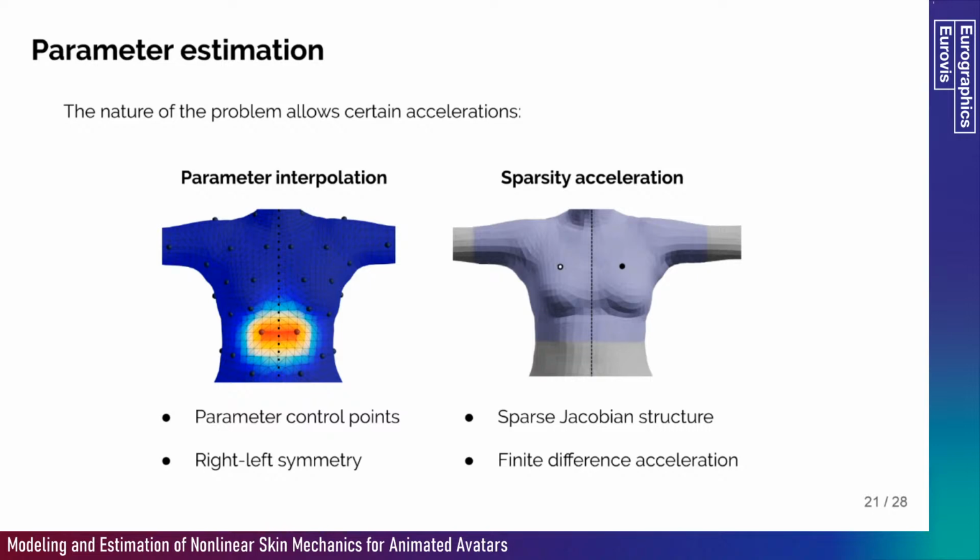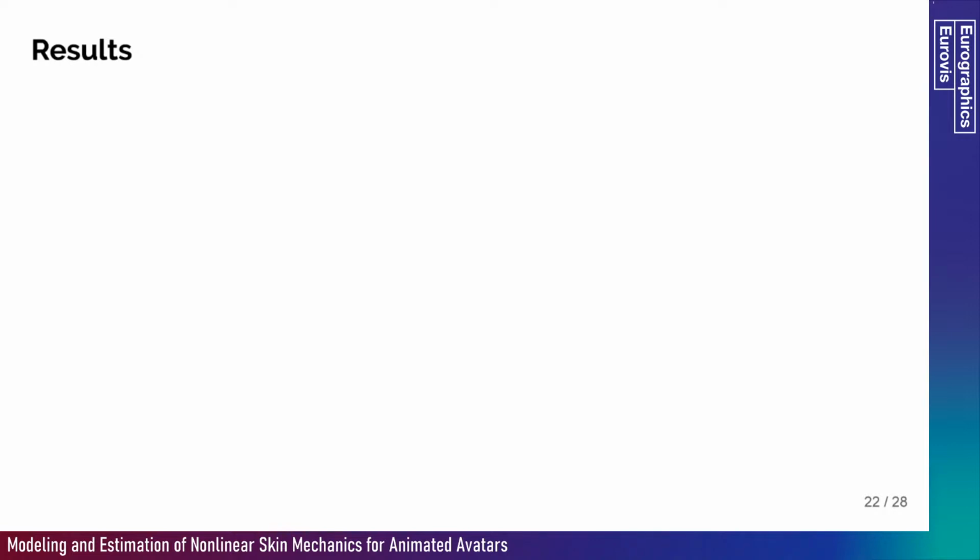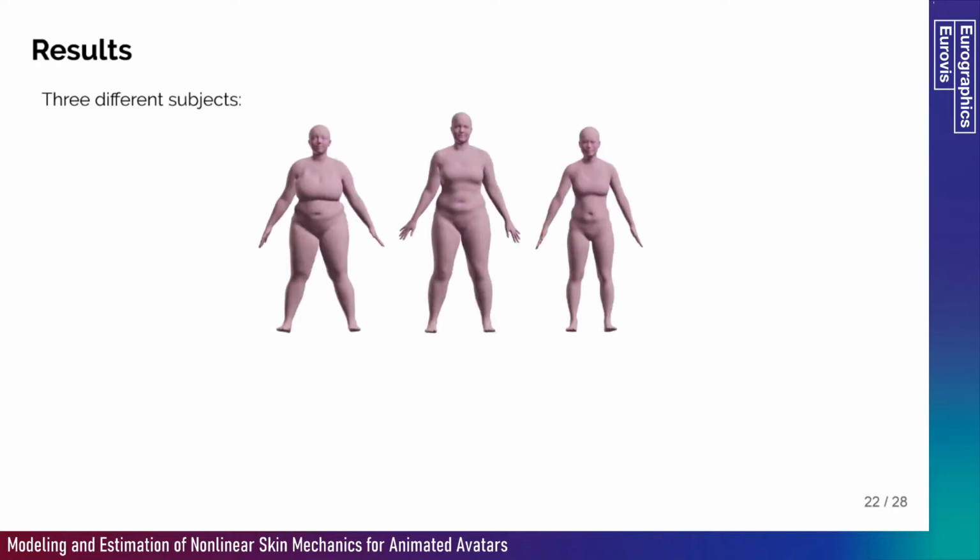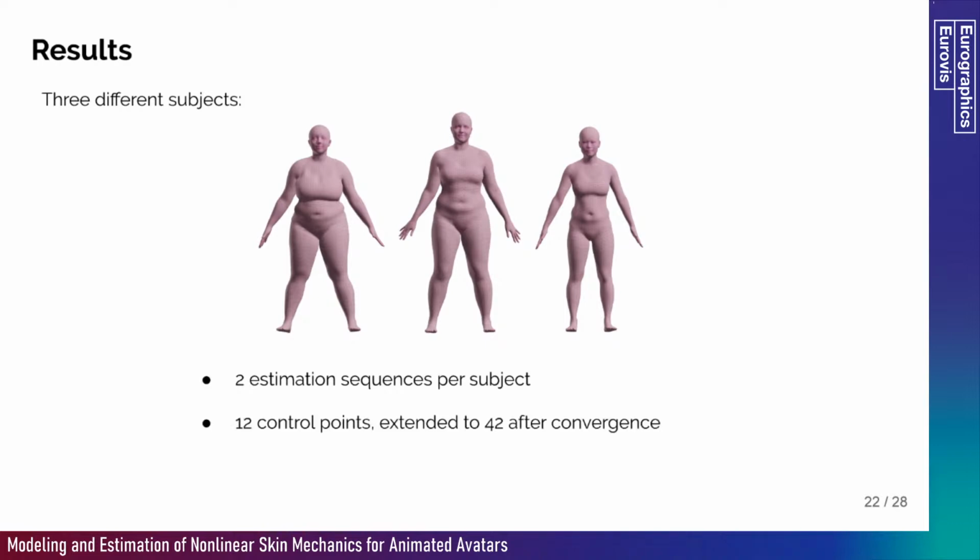Having explained the details of our soft tissue avatar, let me show you some of the results. To prove the flexibility of our proposal, we have estimated the parameters of the model for 3 different subjects from the DYNA dataset. For the estimation of each of these subjects, we used 2 different capture sequences. Starting with 12 parameter control points, the optimization is extended to 42 points after convergence, initializing their value with the previous results.